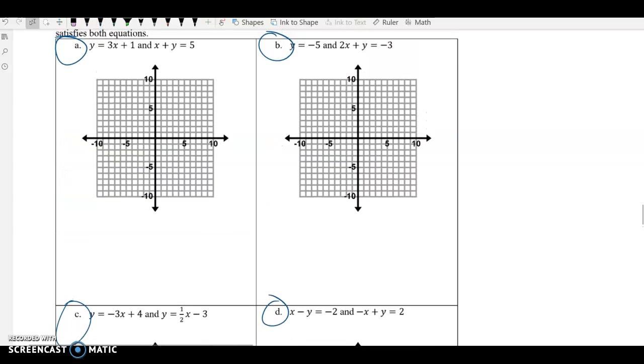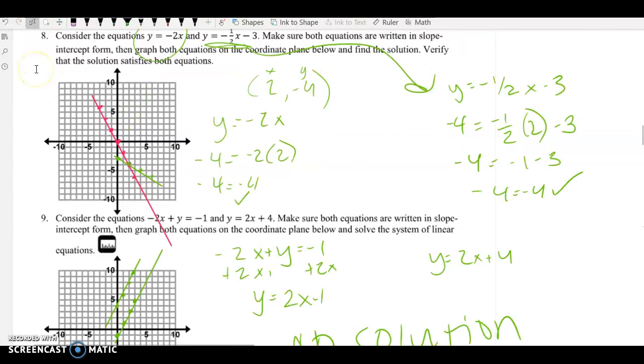If you need help, be sure to come see me. This is 4-1C, Graphing Systems of Equations.